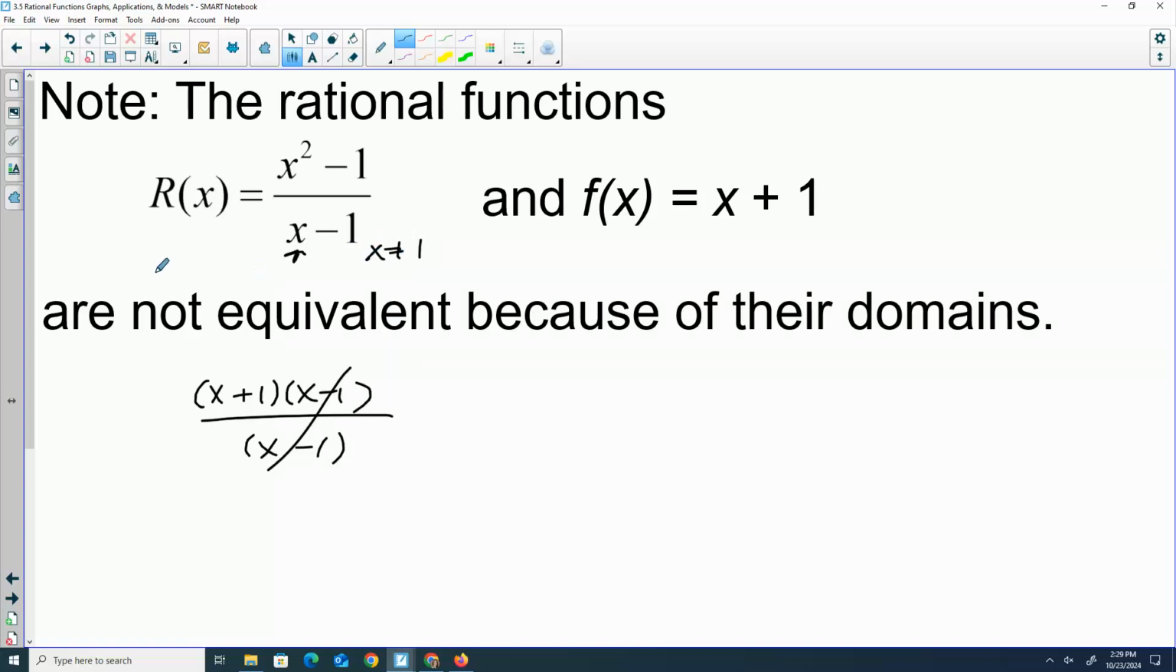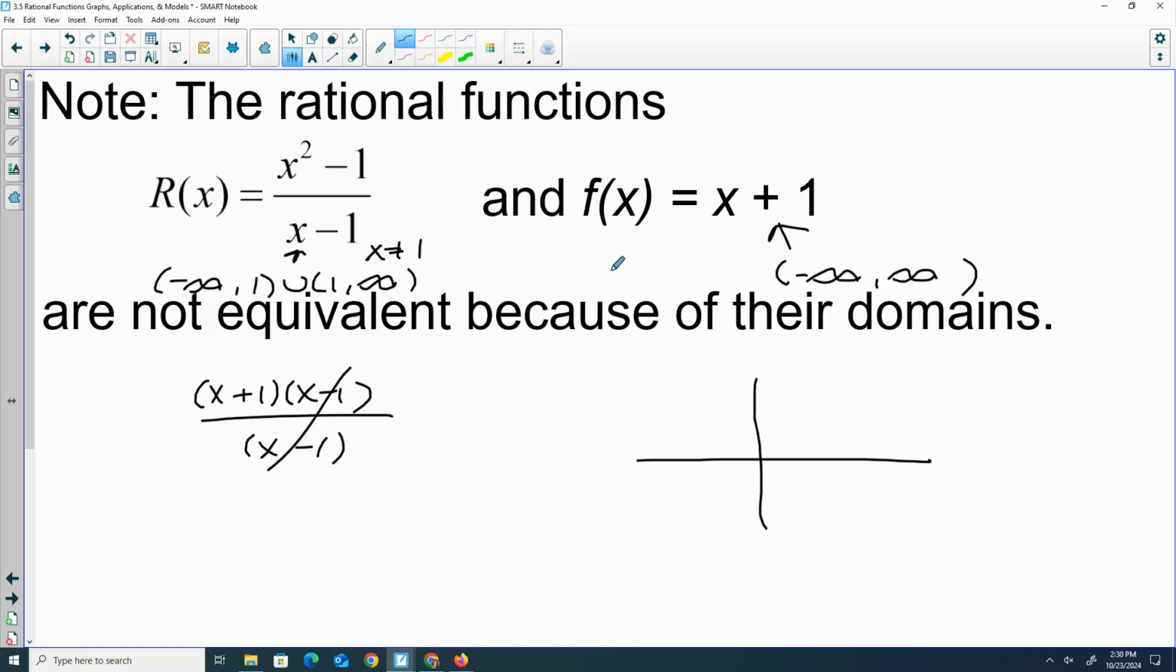Your x can't be 1. What's the domain of this one? So I put this on here just to illustrate a point. When I ask for the domain, it has to be off the original one.